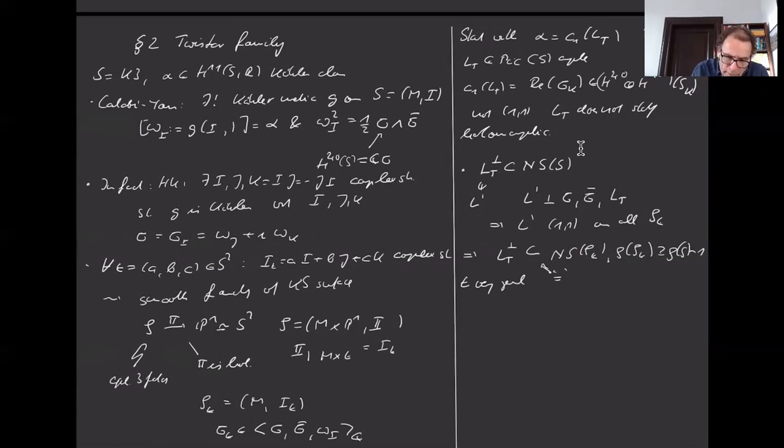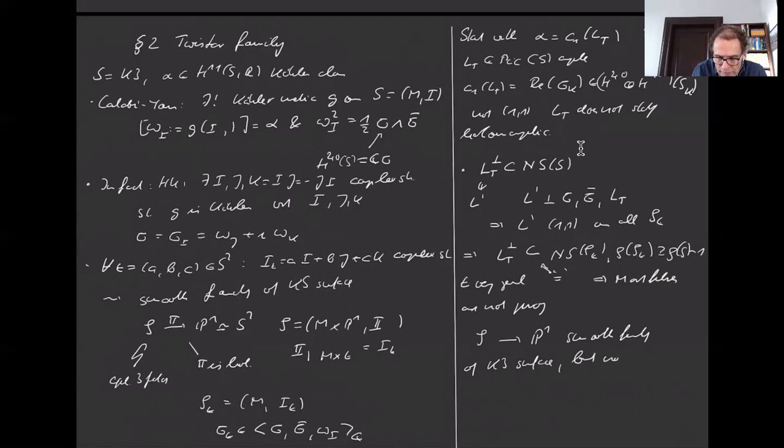Note that in particular, this proves that most fibers are not projective. So what we have here is a smooth family of K3 surfaces, but not projective. In fact, S is not even Kähler.